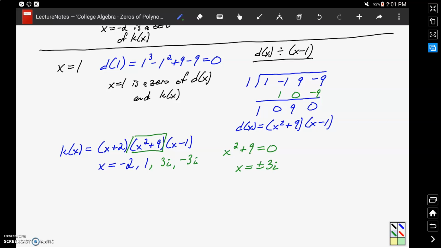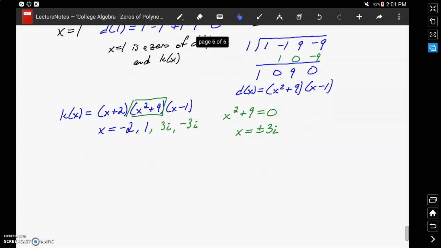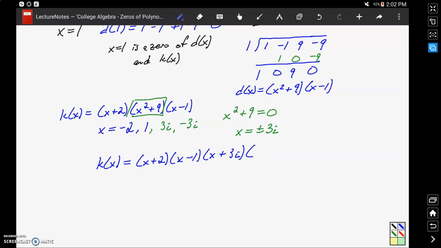We can add those two numbers to our list of complex zeros, and then we can write out the full factorization for our function k as x plus 2 times x minus 1 times x plus 3i times x minus 3i.